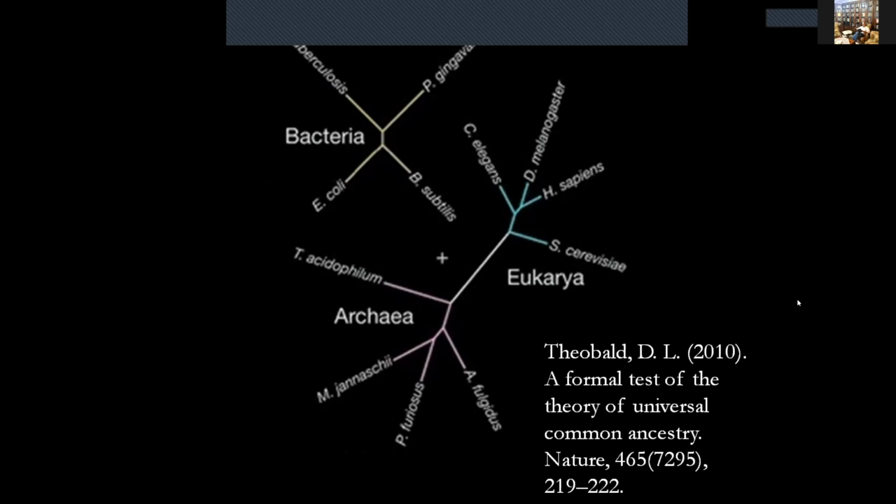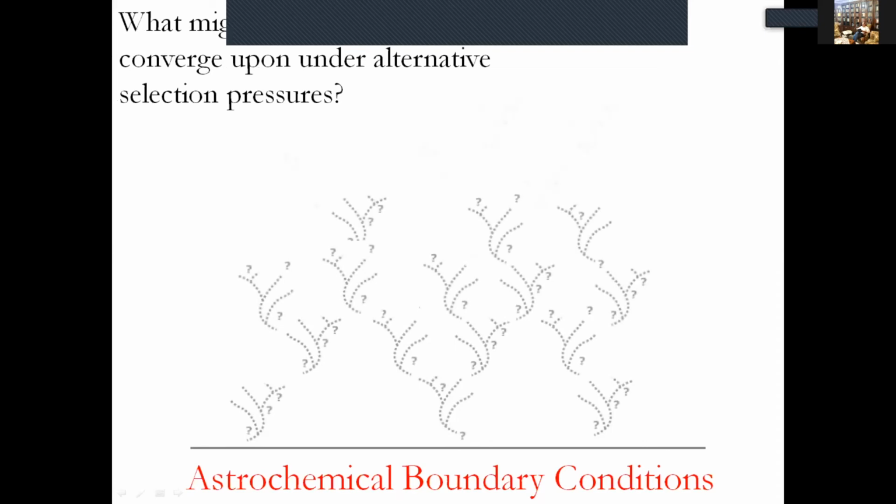And so there may be multiple mechanisms, and the order in which these mechanisms appear on a planet may influence the kind of chemical complexity that follows from that point. So given the astrochemical boundary conditions that we see on a cosmological scale, what kind of emergent complexity might we see under alternative selection pressures?